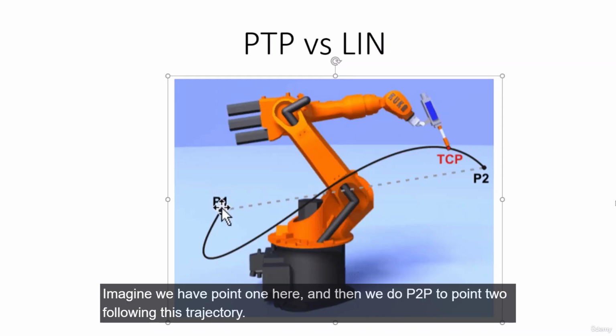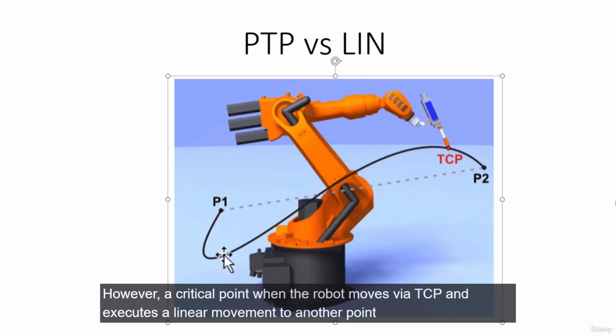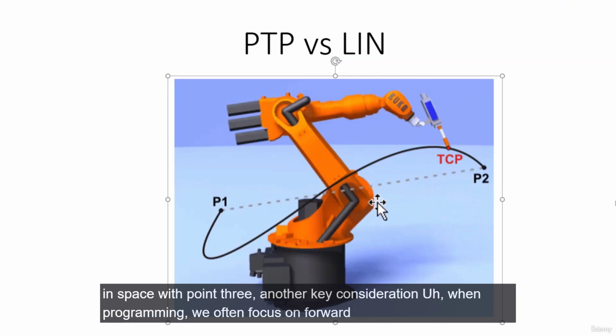Imagine we have point 1 here, and then we do PTP to point 2, following this trajectory. Then we need to go to point 3, which is down here, for example, but with a linear movement. However, a critical point: when the robot moves via TCP and executes a linear movement to another point in space, with point 3, another key consideration.